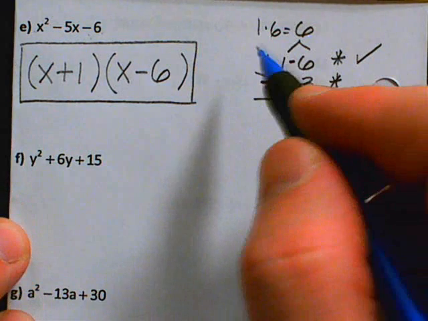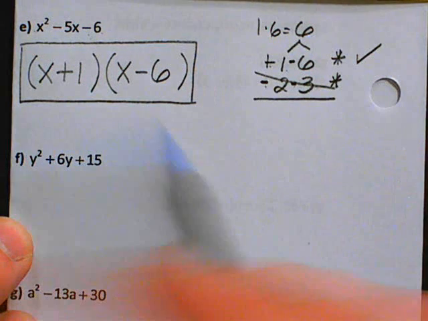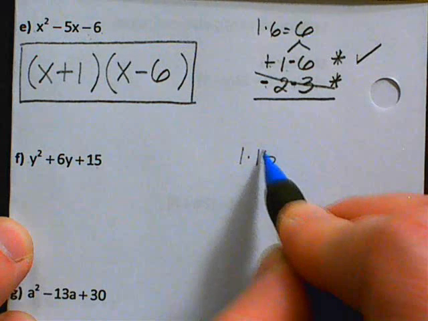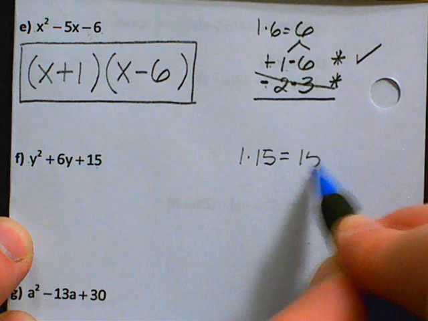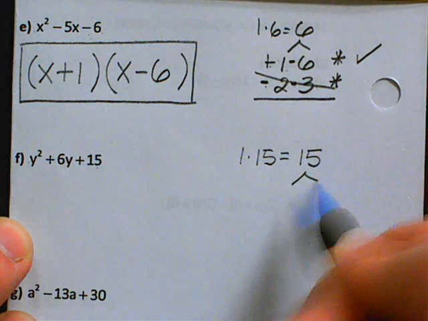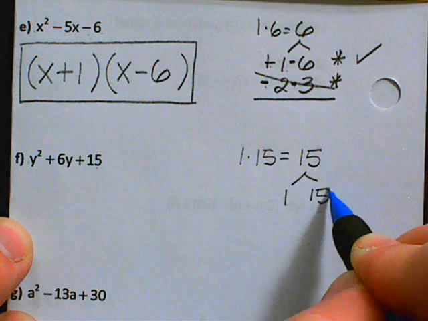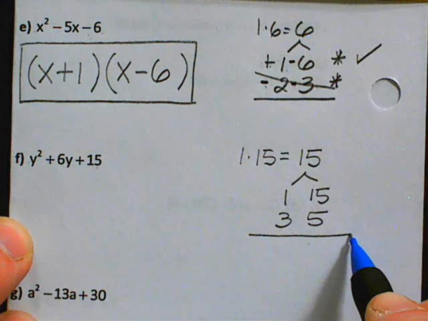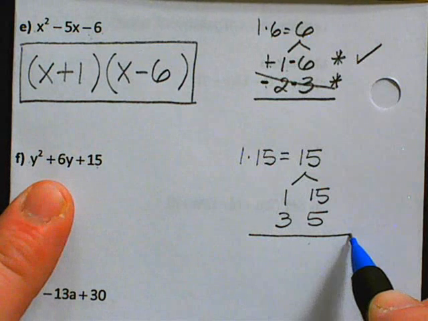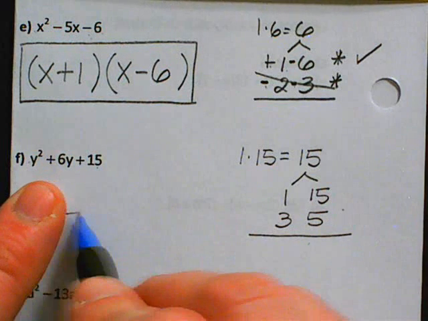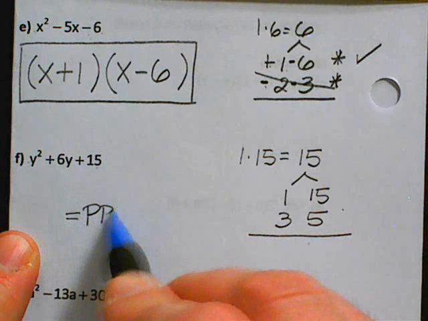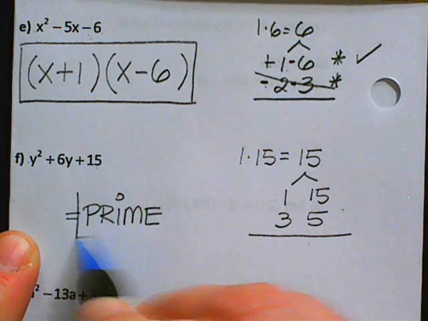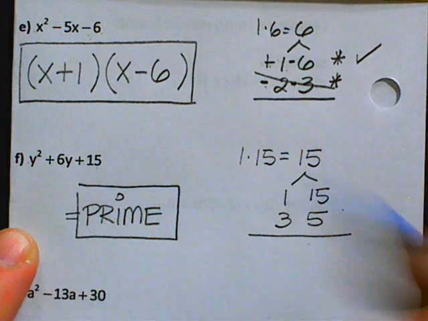The next one, I'm going to do 1 times 15. So 1 times 15 is 15. What two numbers give me 15? It would be 1 and 15, and 3 and 5. Now we're looking for a pair that gives me a 6, and none of them work. So that means this problem is prime. Okay, let's move on to the next problem.